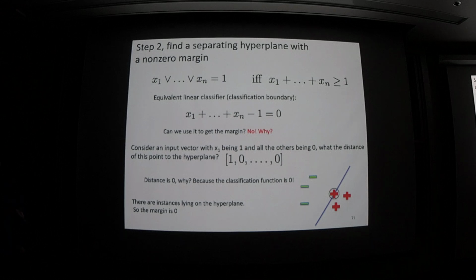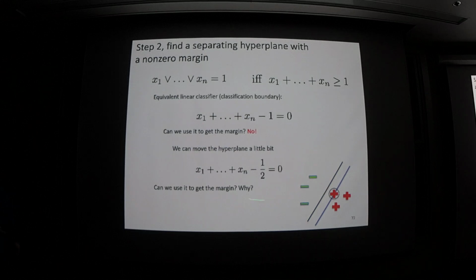I just move this a little bit, so that I can move away from those points which originally stay on the hyperplane. So one choice will be just to move to minus x1 plus x2 to xn minus 1/2. We can check directly whether there are any points that stay on this hyperplane or not.